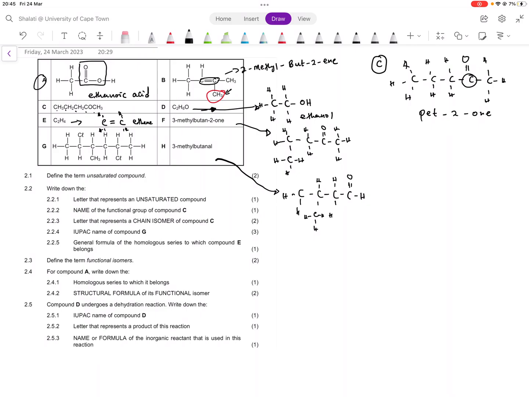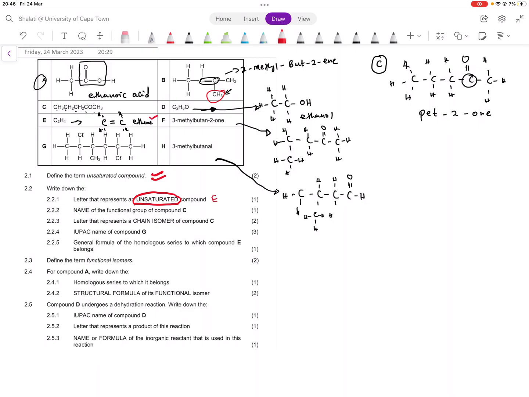So now when it comes to answering the questions, you will just flow since you have now all the information. Okay, so now let's see the first question. That definition, I'll leave it up to you, and then write down the letter that represents an unsaturated compound. An unsaturated compound is a compound which has double or triple bonds between the carbons. So from this structure you can see compound E.